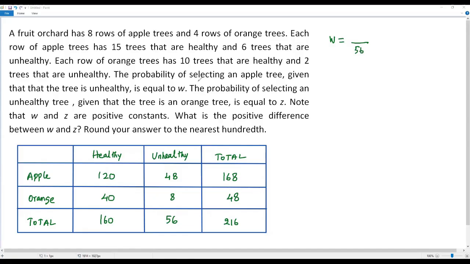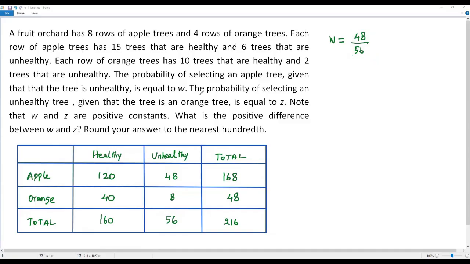Okay, here we have the probability for selecting an apple tree. Since we have the probability of selecting an apple tree, now we have to consider the number of apple trees in these 56 unhealthy trees. Okay, in the 56 unhealthy trees, the number of apple trees is 48. So this 48 should be written in the numerator. So this is the probability given over here. That is the probability of selecting an apple tree given that the tree is unhealthy.